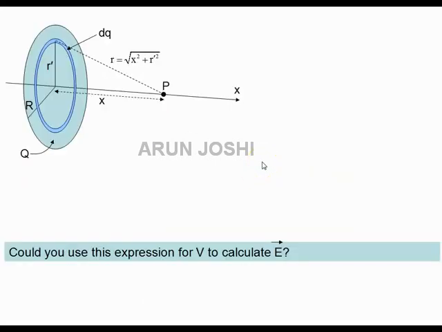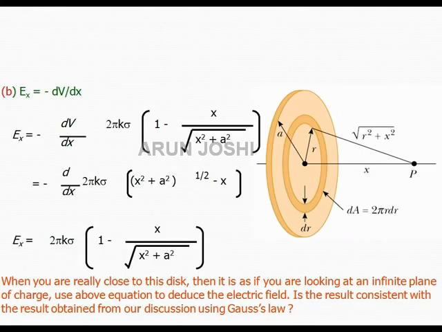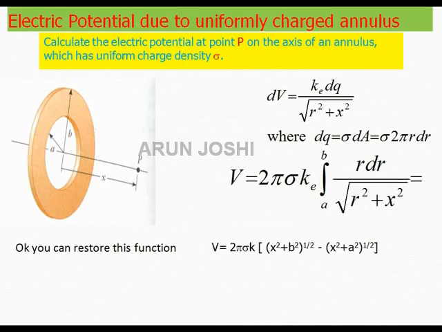Okay, could you use this expression for the potential which we derived right now to calculate the electric field? And I am giving you the hint, E equal to minus dV by dx. Yes, you will get it. So you read it. Okay, let me, okay, if it is shown, you please do yourself. By mistake, the slide is coming.